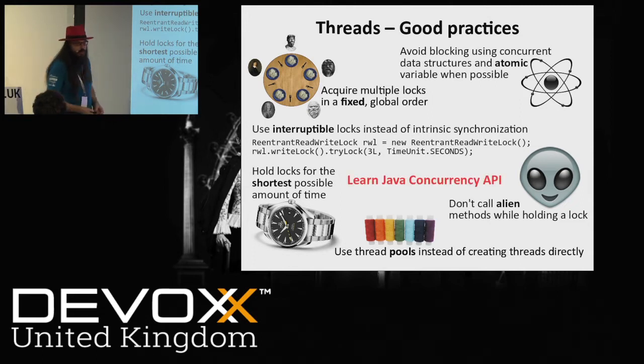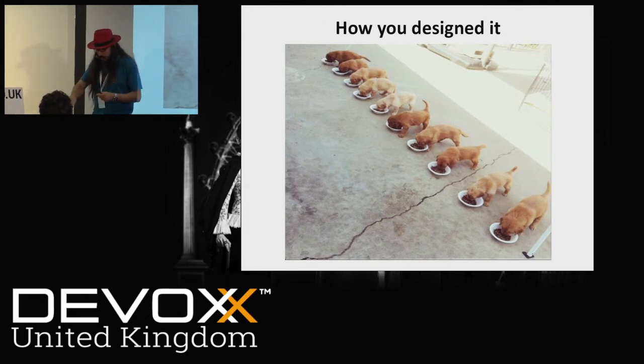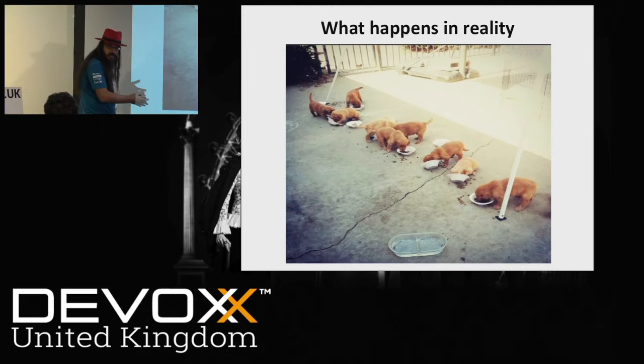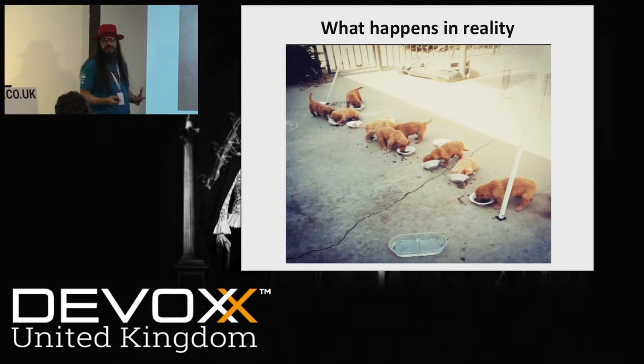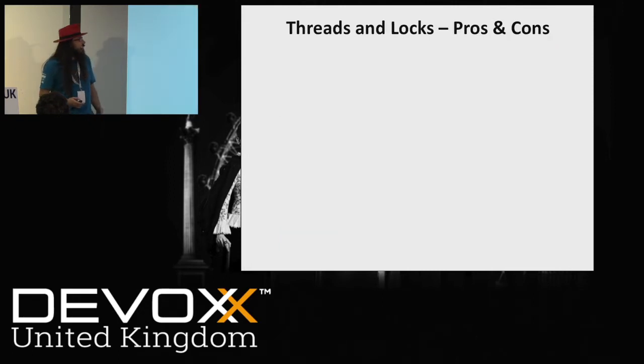But anyway, the bottom line of all this advice is that you have to learn the Java concurrency API, okay? And do some experiments, learn it very well to use it effectively, okay? But when you follow all these practices and design your multi-thread application, you design something like that, and it seems to work. But personally, at some point, what happens to me is that this is the result. Okay, I don't know if it's the same for you. Because the problem is that doing concurrency with threads is hard. It's really hard. Okay, so what are the pros and cons of using threads and locks?